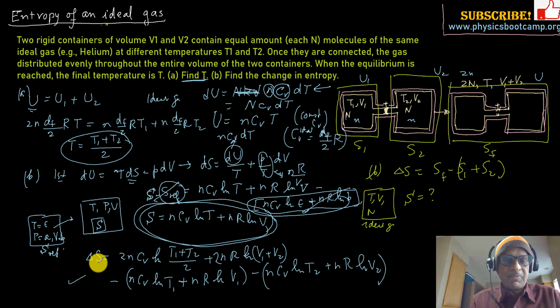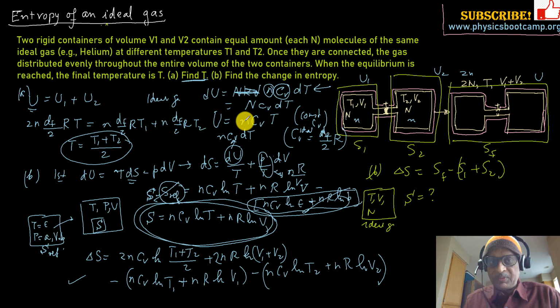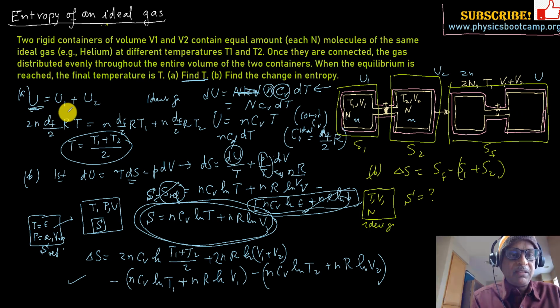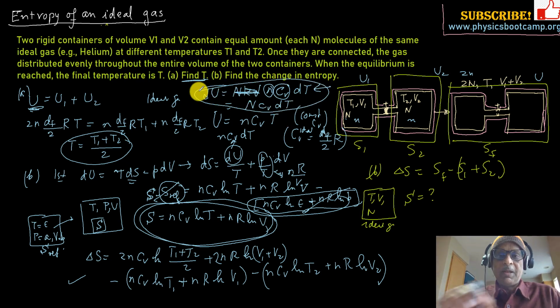So that's the answer. I can simplify it a little bit, but that should tell you how one can proceed when handling problems in entropy of an ideal gas, even when the temperature is actually changing. Because the energy is a function of temperature only, we are really in a very good position when we deal with ideal gas. I think this is a cute little problem, and sometimes it shows up in tests.